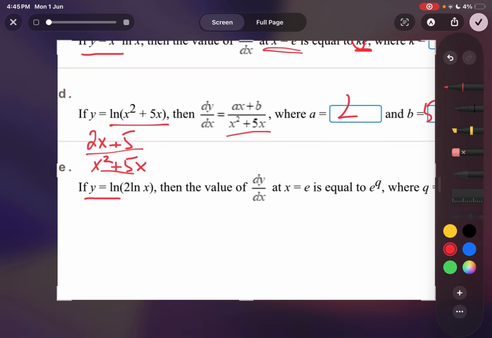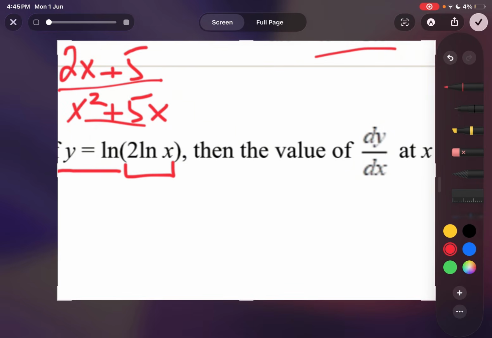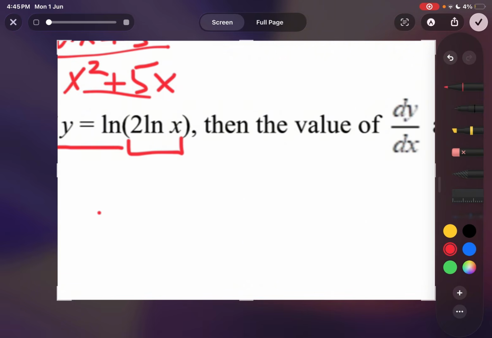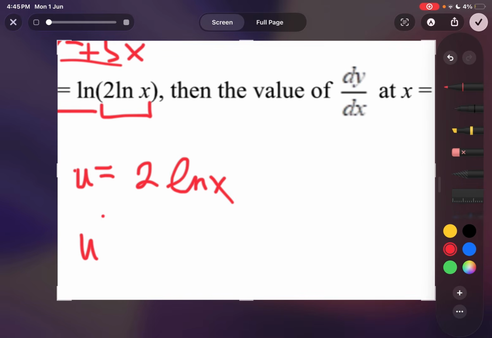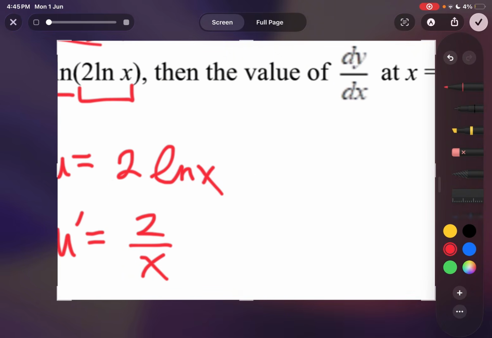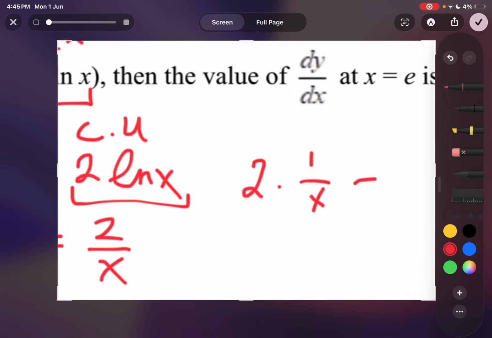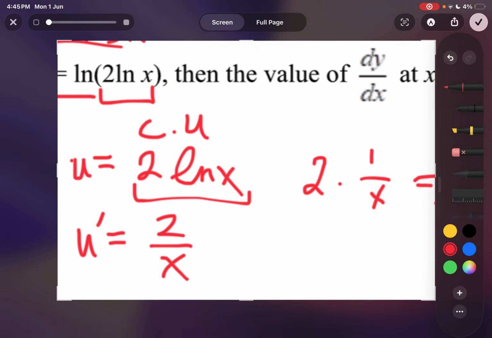So first of all, it's an ln expression. This expression is u, so it's u prime over u, as I said. So u is equal to 2 ln x. What is u prime of this? It's 2 over x. Why? Because the derivative of c times u is c u prime. So 2 stays, and the derivative of ln x is 1 over x, as I said, so this becomes 2 over x. So now u prime is 2 over x.